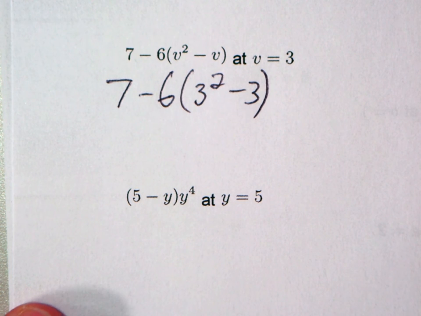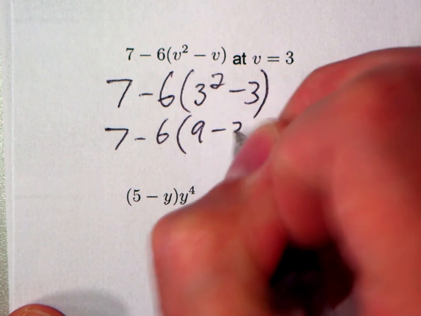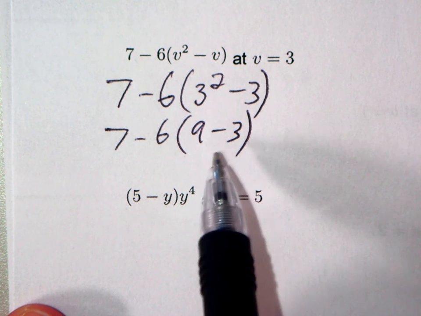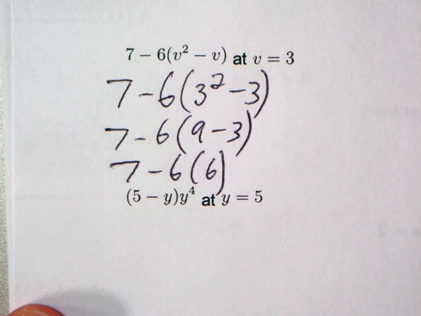Then we follow the order of operations. Inside the parentheses, we do the exponent first. So this gives us 7 minus 6 times 9 minus 3. Then we do the subtraction that's inside the parentheses. So we have 7 minus 6 times 6.